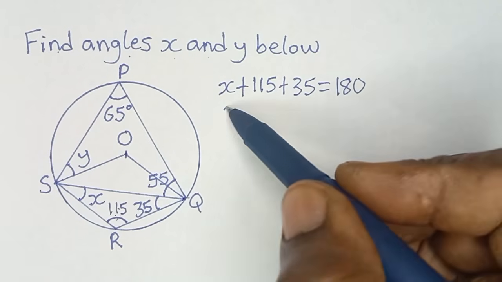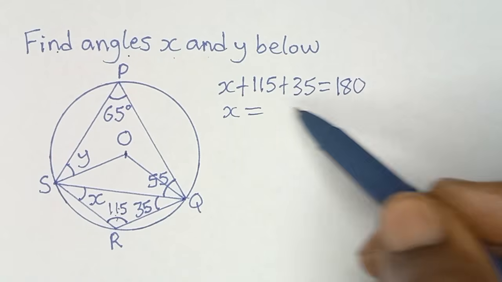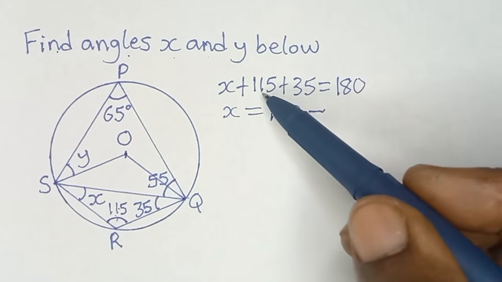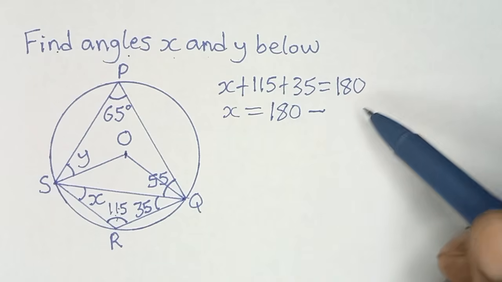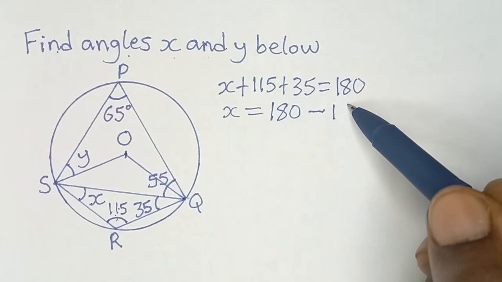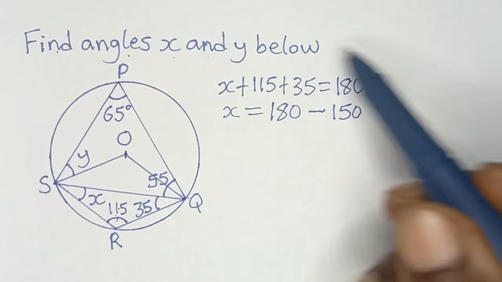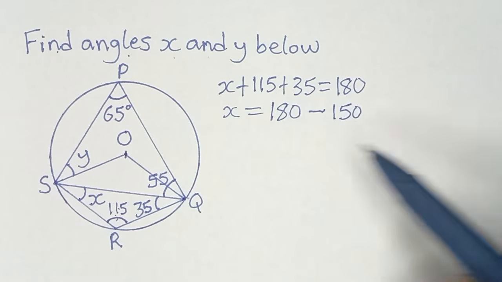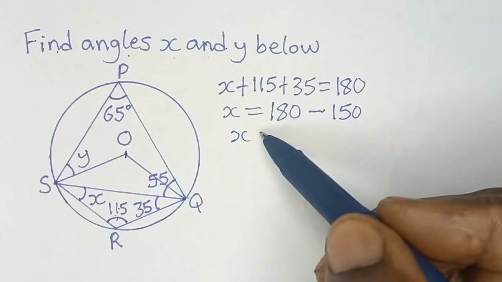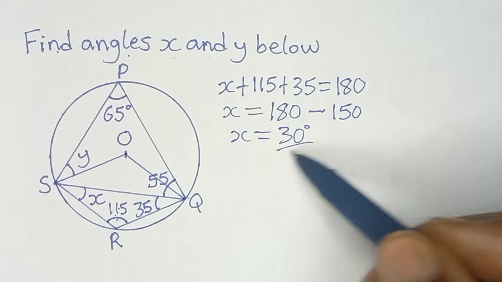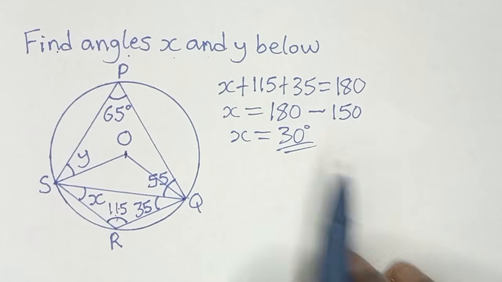So X now will be equal to 180, which already is on this side, minus 115 plus 35 is 150. So the 150, when it comes to this side, becomes minus 150. So I now have the value of angle X as 30 degrees. So angle X is settled, 30 degrees.